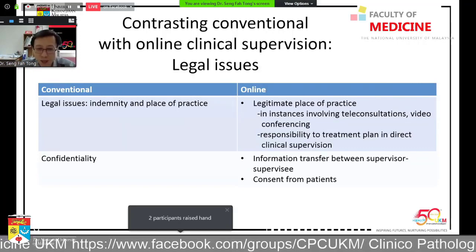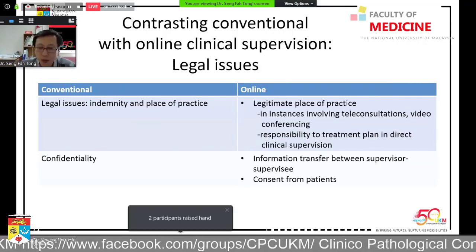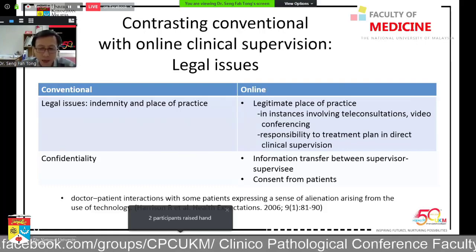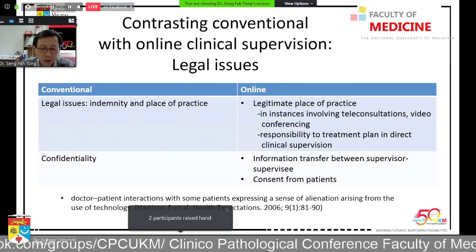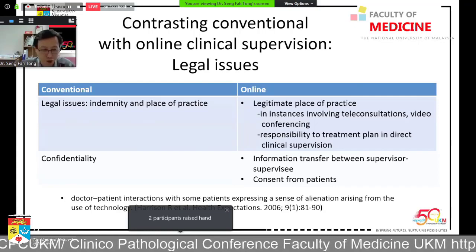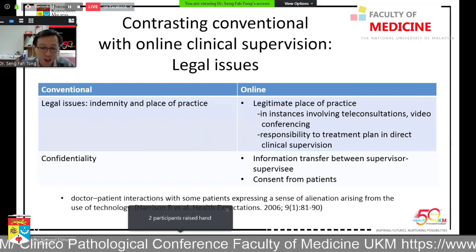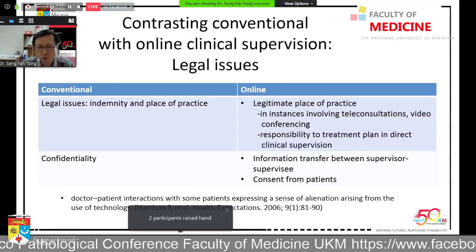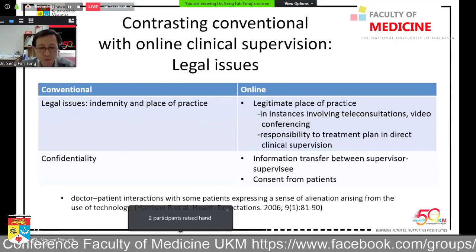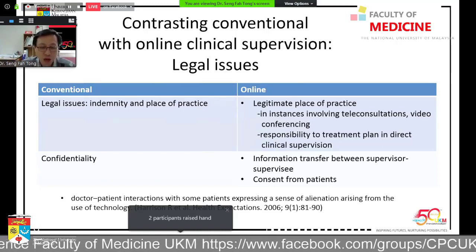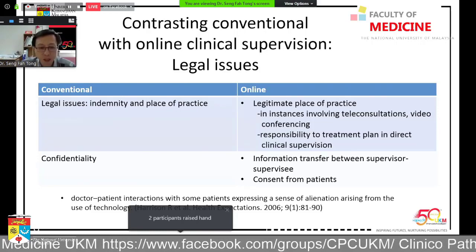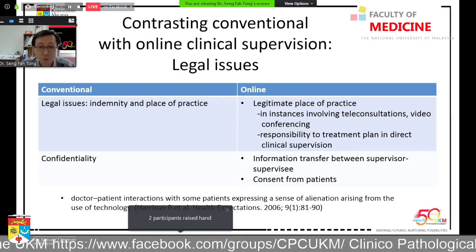Of course, confidentiality. Information transferred, we have to be careful on that as well. There is also doctor-patient interaction, with some patients expressing a sense of alienation. So if I'm in a clinical practice, supervising in a klinik kesihatan, and my face appears on a laptop, you can see how patients can react to that. A confidentiality issue. So how comfortable our patients are. It's a new way of supervision, if you like, in future. So not just us as supervisors accustomed to online clinical supervision, I think the patient has to get used to the new norm as well.